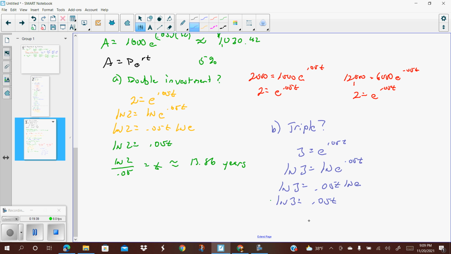Divide by 0.05, and we get that t is the natural log of 3 divided by 0.05, and then get a decimal approximation for that, because again, that doesn't mean anything to anybody. And that's going to be 21.097, and again, that is in years. So it's going to take almost 22 years to triple your investment using a 5% interest rate. It's going to take a while.